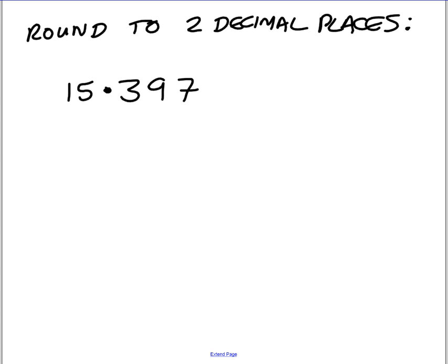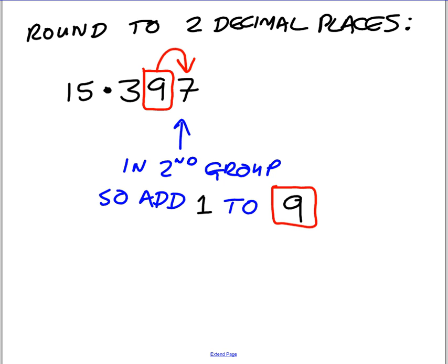Okay, down to 2 decimal places. I'd like you to pause that there, and then we'll see what happens with this one. There's always wee problems. We always throw them in usually towards the end. So we'll be highlighting the 9 there, and we'd look at the 7. So that 7 tells you, can you add 1 to the 9? Because the 7 is in the second group.